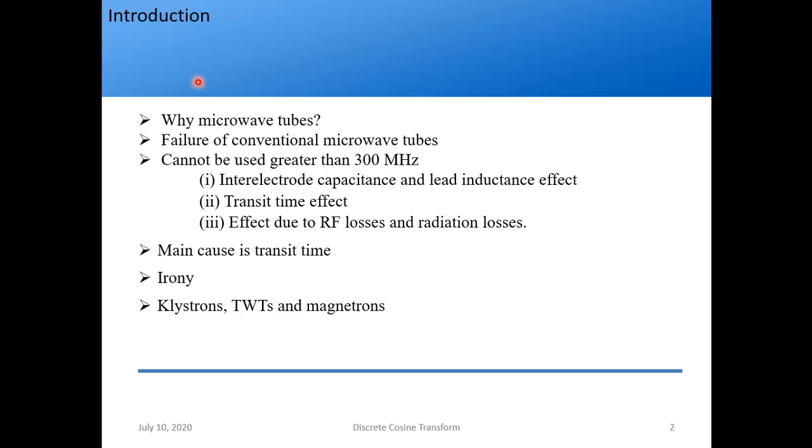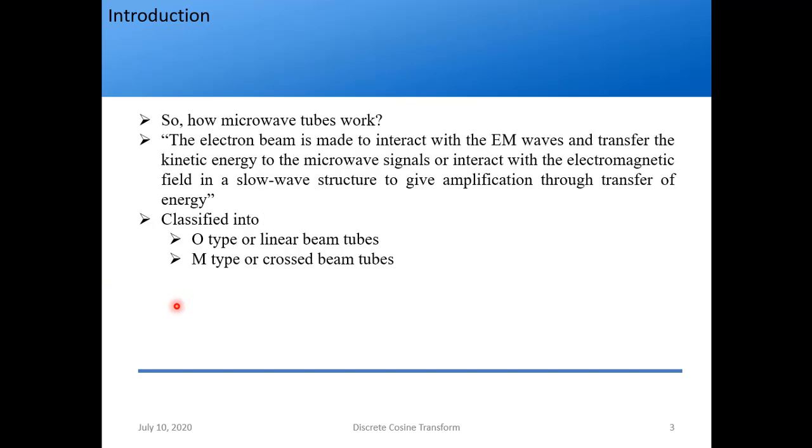As we said, the conventional microwave tubes like triodes and tetrodes fail above 300 megahertz due to these effects. So that's why we go to microwave tubes, and the transit time effect, which is a problem below 300 megahertz, is in fact used as a friend in microwave tubes. That is the irony which is written here. So the tubes are klystron, TWTs and magnetrons mainly.